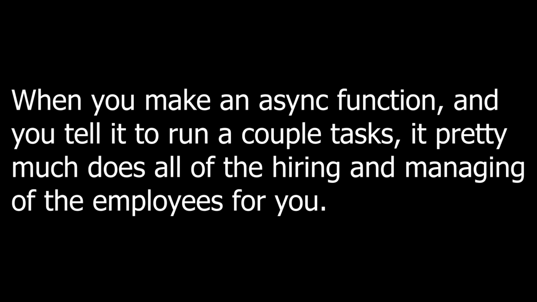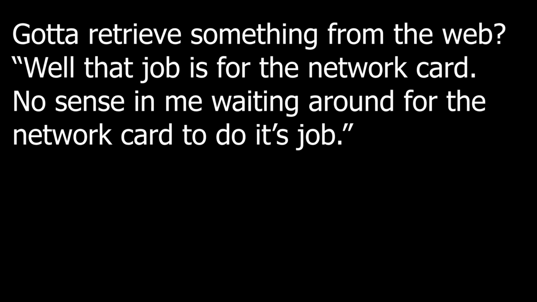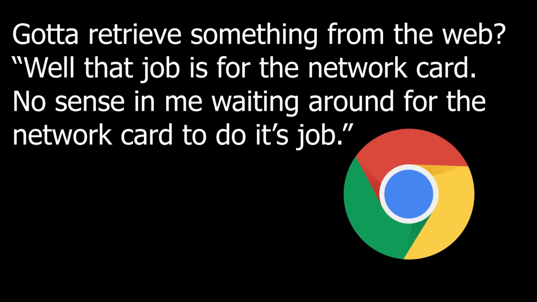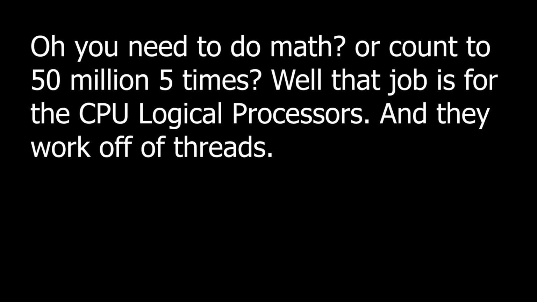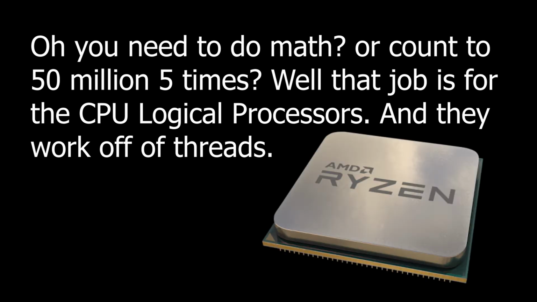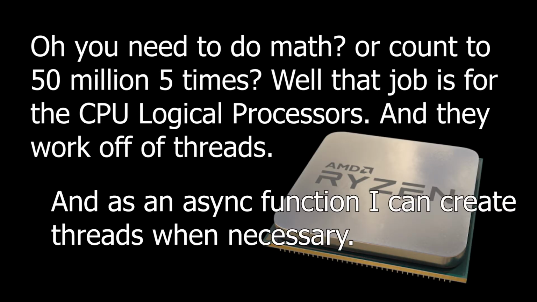What we need to do is hire some people to do the counting for us. When you make an async function and you tell it to run a couple tasks, it pretty much does all the hiring and managing of the employees for you. Got to retrieve something from the web? Well, that job is for the network card. No sense in me waiting around for the network card to do its job. Oh, you need to do math or count to 50 million 5 times? Well, that job is for the CPU logical processors, and they work off threads. And as an async function, I can create threads when necessary.